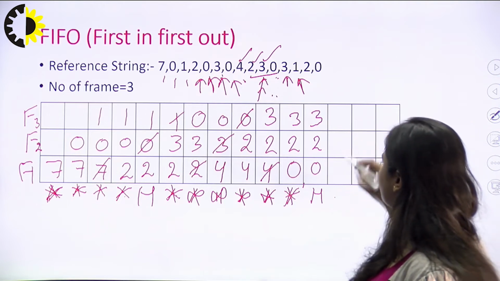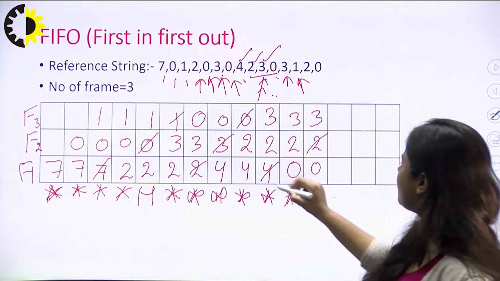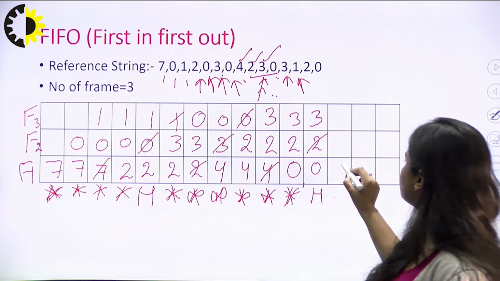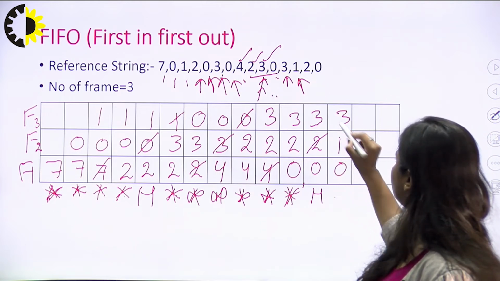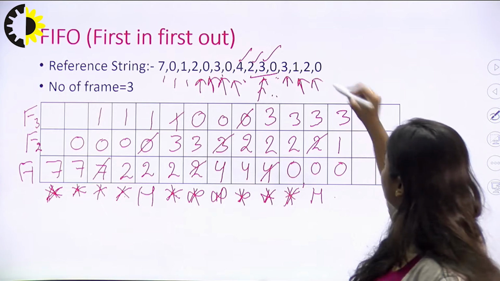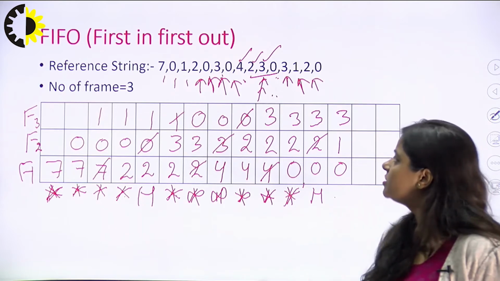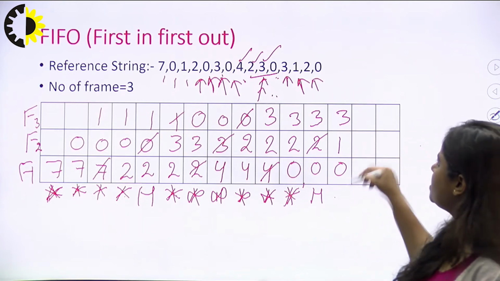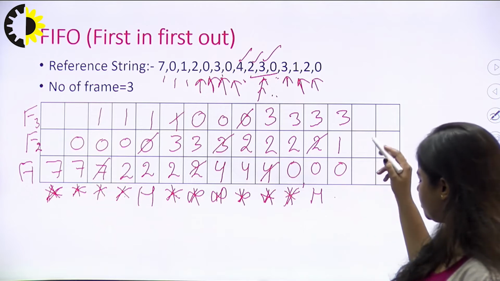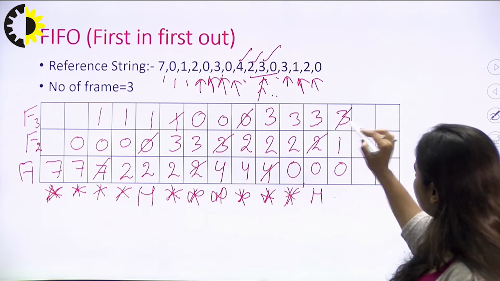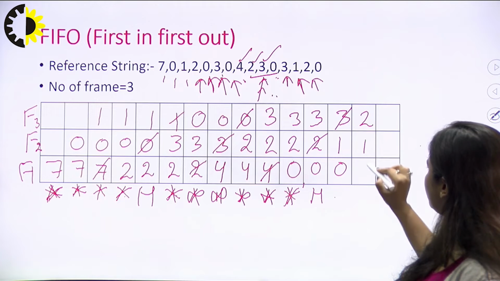So which frame will we replace? We will replace 2, because we have already replaced frame 1. So 0, 1 and 3. Now we have 2 in the reference string, and 2 is not present inside the main memory. So we will just remove 3 and write 2 here, 1 and 0.